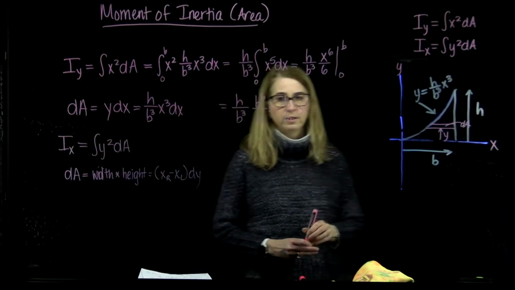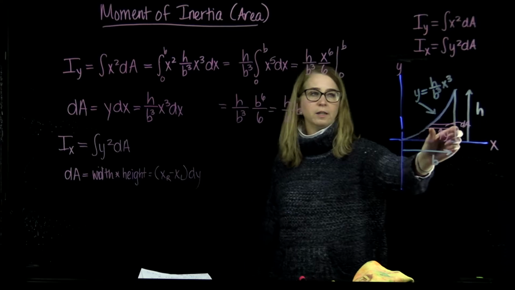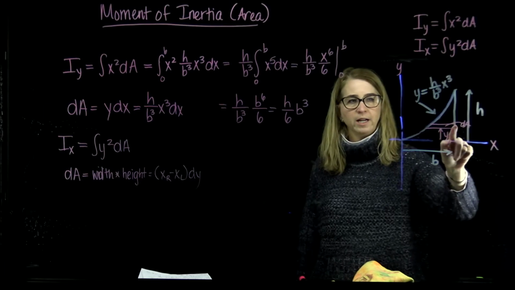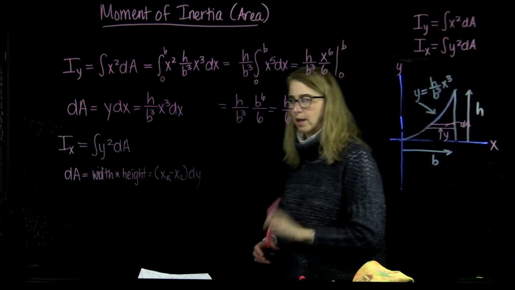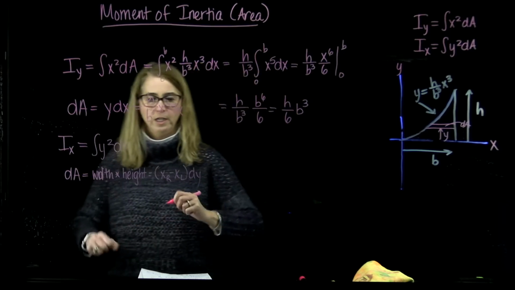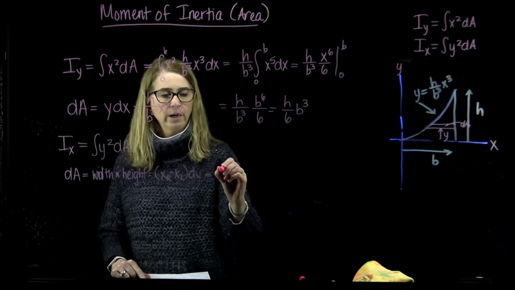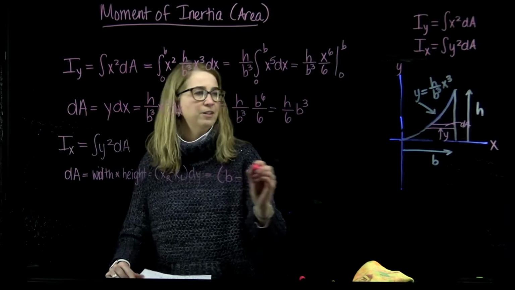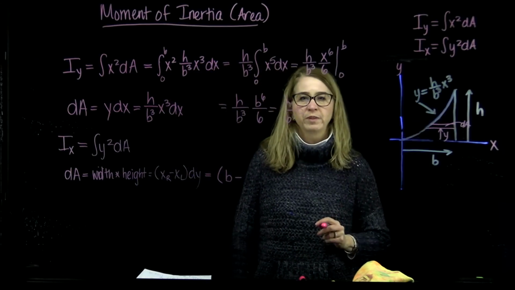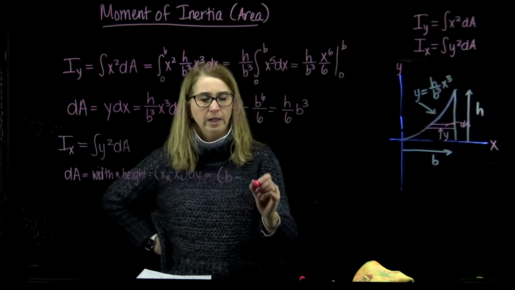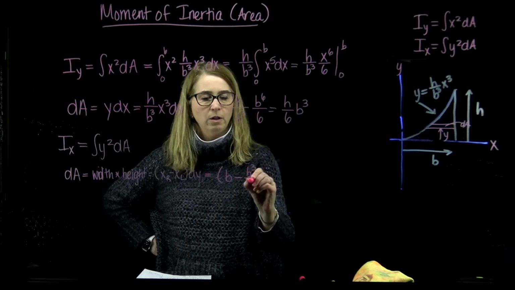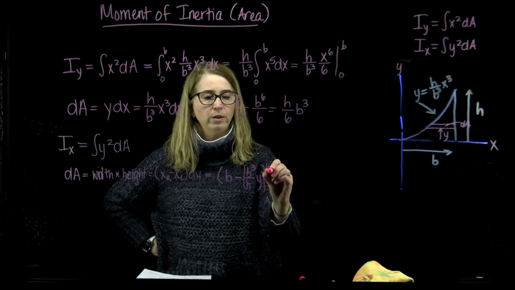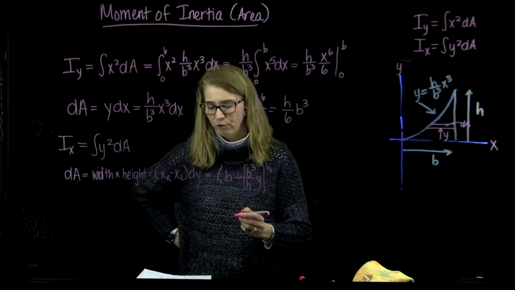what I was really saying is that the dA represents the width times the height, where the width is found by taking the x value on the right-hand side minus the x value on the left-hand side. And then the height is actually equal to dy. So on the right-hand side, the x value is just b. And on the left-hand side, I have to really rearrange all of this and solve for x. So I'm going to get b cubed over h times y, and all of that raised to the 1/3. That's the x. That's not that pretty.